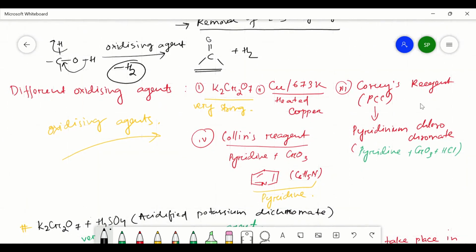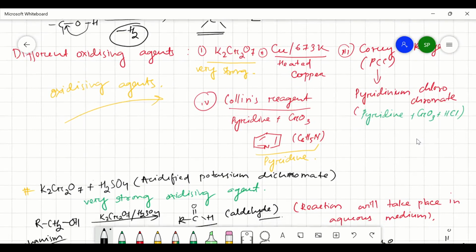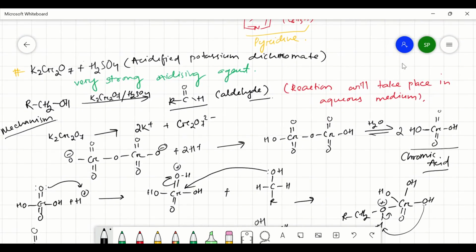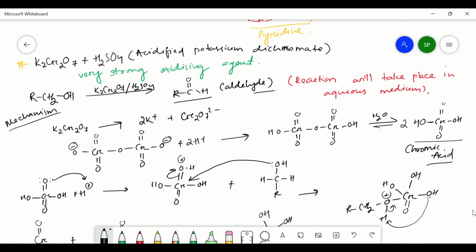Or Collins reagent. So there are different oxidizing agents. So we will see one by one what are the different oxidizing agents and their works. Okay, how they work or how they oxidize. First of all, we will see acidified potassium dichromate. Okay, this is a very strong oxidizing agent.